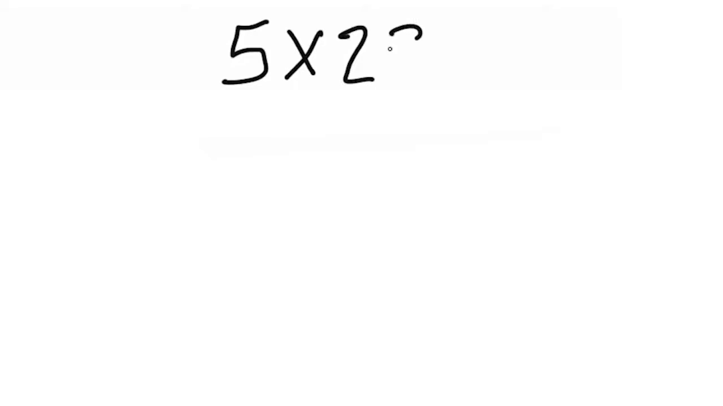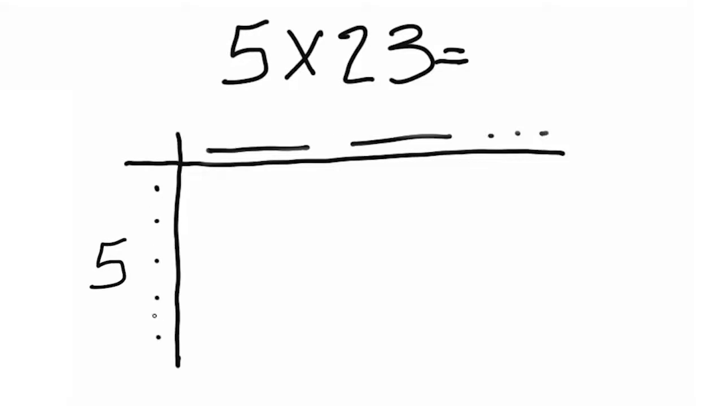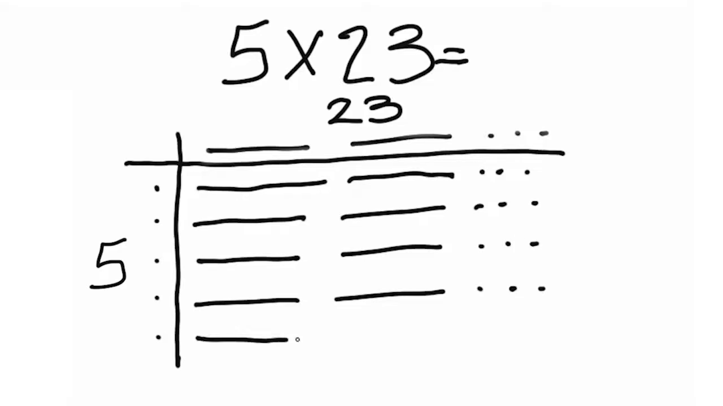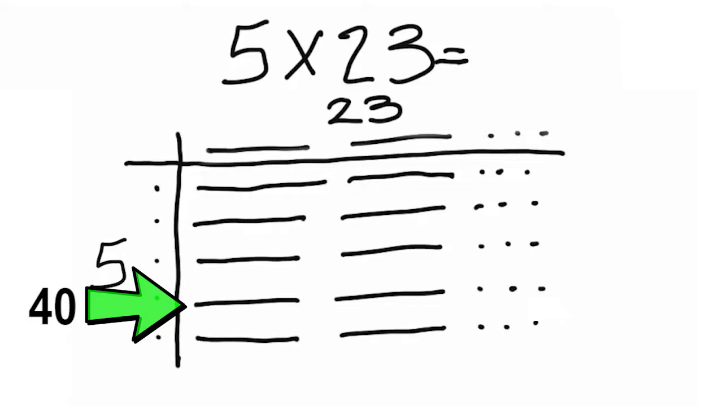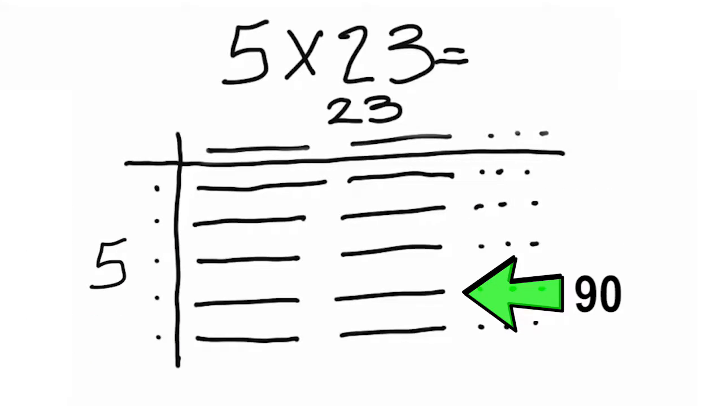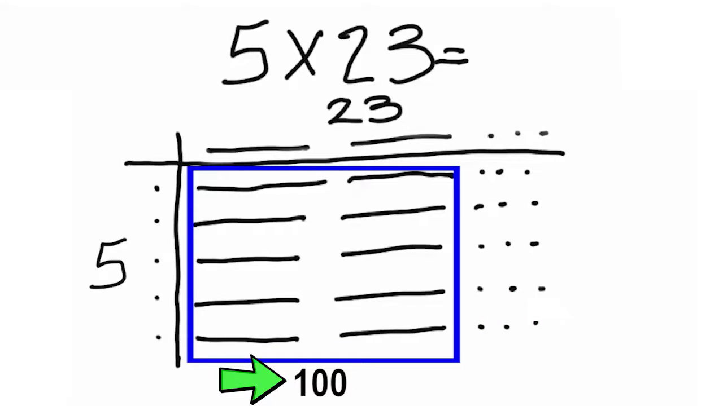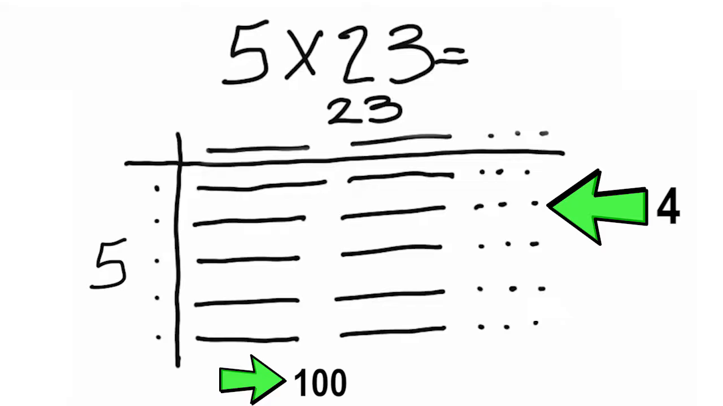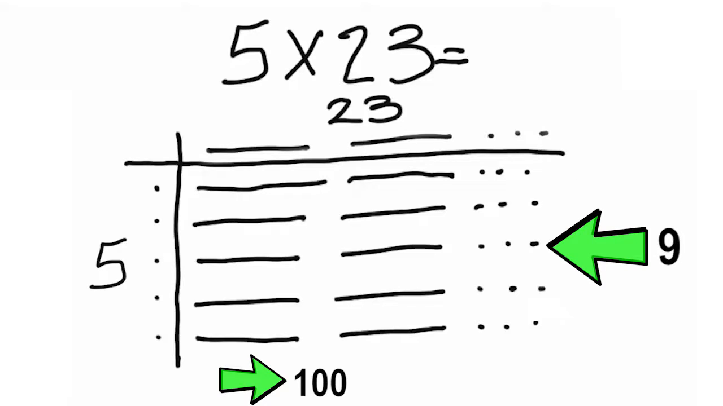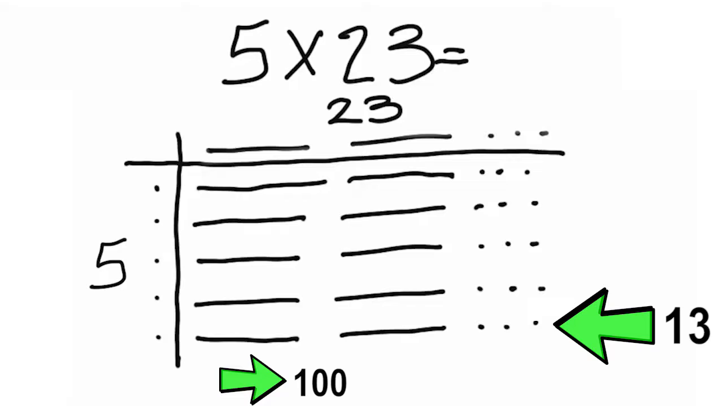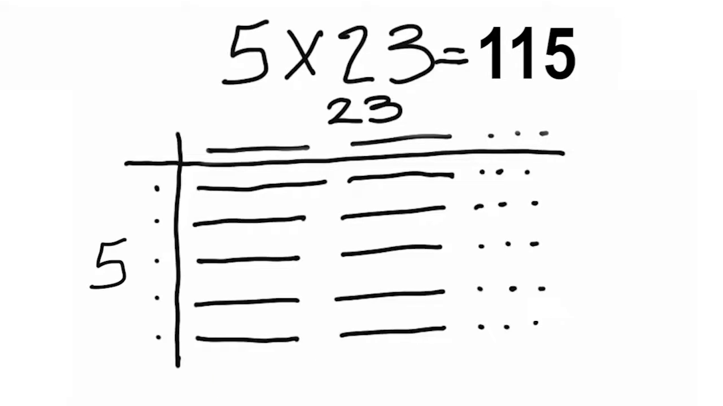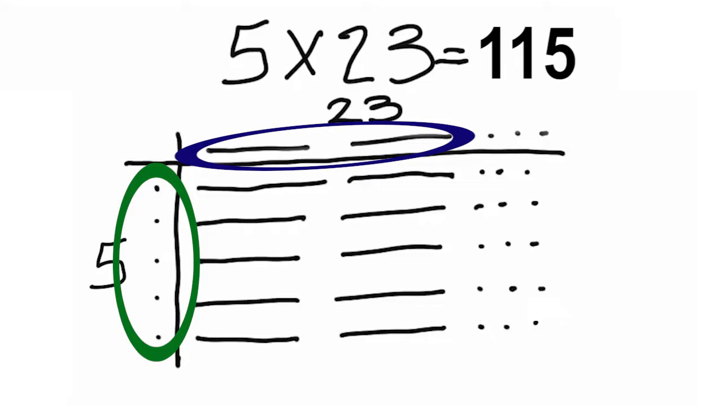Let's try a larger problem, 5 times 23. To build this array, we need 5 rows with 23 in each row. To count my answer, I have 10, 20, 30, 40, 50, 60, 70, 80, 90, 100, or 10 tens, and 1, 2, 3, 4, 5, 6, 7, 8, 9, 10, 11, 12, 13, 14, 15. So 5 times 23 equals 115. To draw the array for this problem, I would draw 5 rows, with 2 rods for tens and 3 ones per row.